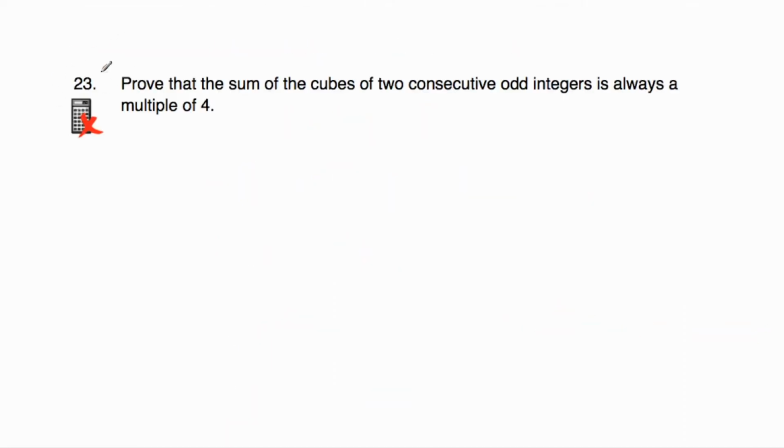Okay, let's have a look at question number 23. And question number 23, our last question, says, prove the sum of the cubes of 2 consecutive odd numbers is always a multiple of 4. So 2 consecutive odd numbers, so that's going to be 2n is even plus 1. That's going to be an odd number. And our next odd number will be 2n plus 3. So they are 2 consecutive odd numbers. You could have chosen 2n minus 1 and 2n plus 1.